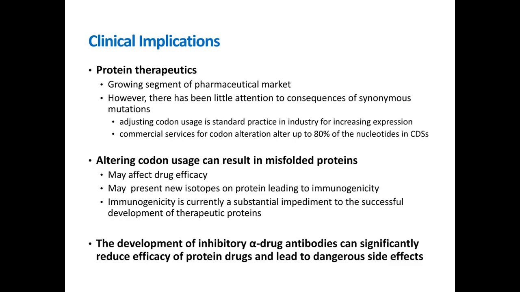And as I said, this is pretty much standard practice right now, codon optimization. And when you do this, you're changing up to about 80% of the nucleotides in the coding sequence. And you know what can happen. You can end up with a misfolded protein. So you may be increasing production of the protein, but that drug might be less efficient. You might present new epitopes on a protein, which can cause problems with immunogenicity.